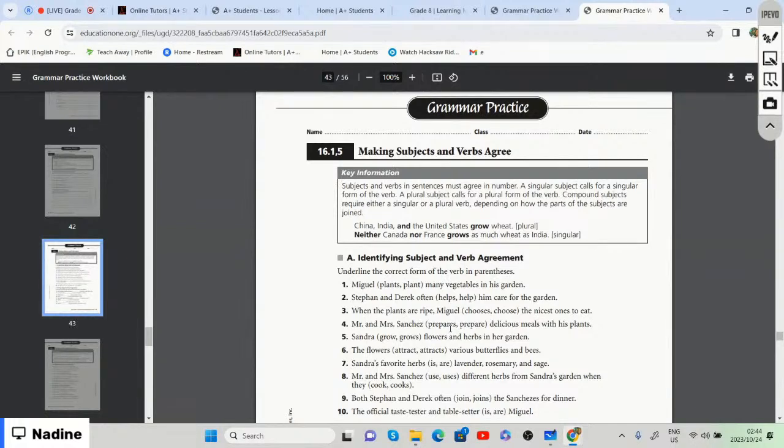China, India, and the United States grow wheat, right? So that is plural. China, India, and the United States, they grow wheat, and that is plural because it shows more than one country. And then, neither Canada nor France grows as much wheat as India. So neither Canada nor France, right? We're specifically making mention of one of these countries.